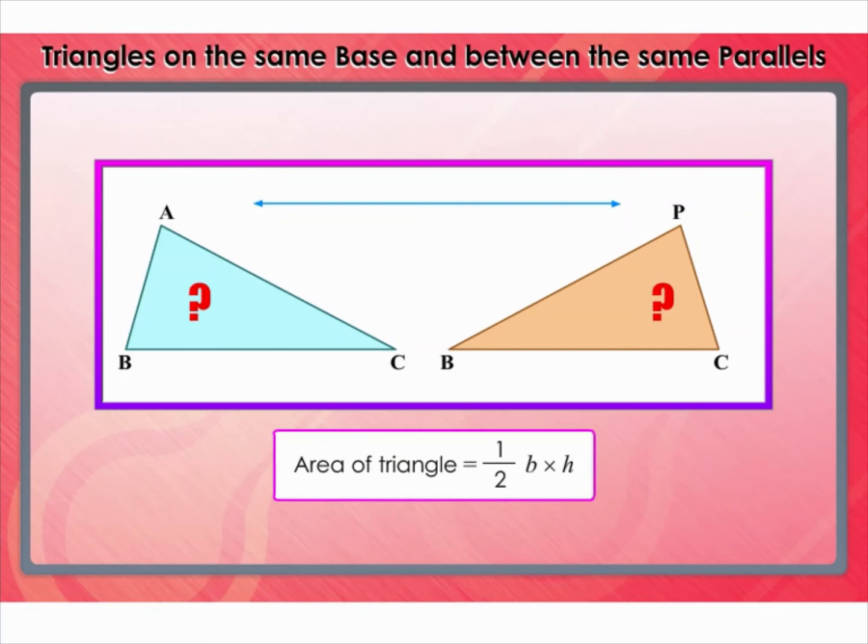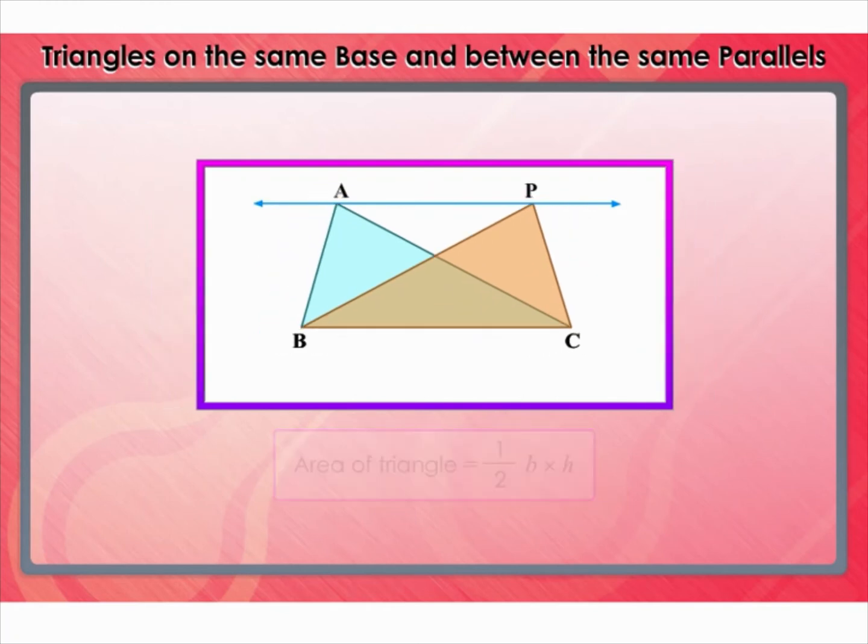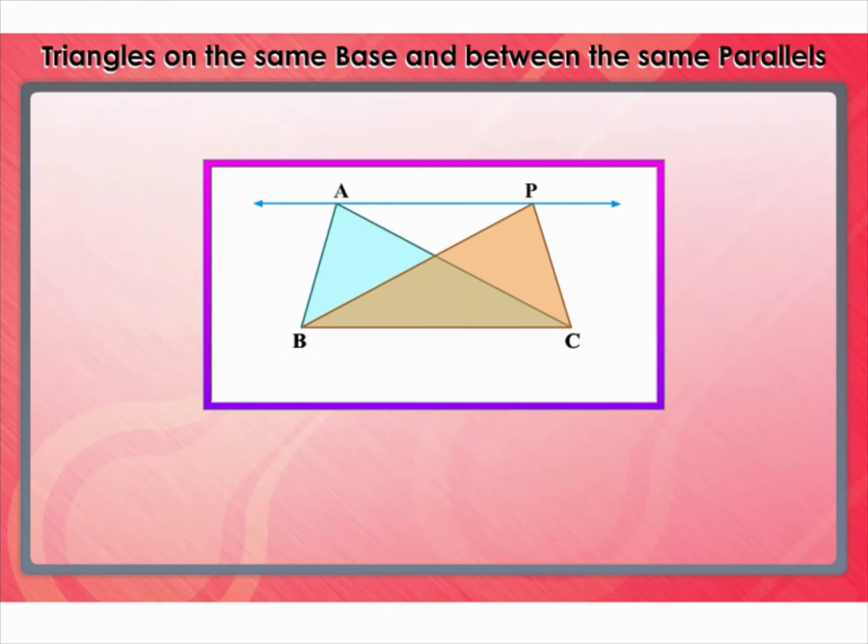We know that area of a triangle is equal to half the product of its base and the corresponding height. We'll use this formula to see how the areas of two triangles on the same base and between the same parallels are related. The triangles ABC and PBC have a common base BC. Let's name it as small b. The height of triangle ABC is AR with respect to the base BC, and that of triangle PBC is PS with respect to the base BC. Both the triangles are between the same parallels, BC and AP. So their heights are equal. Let's name the height as small h.